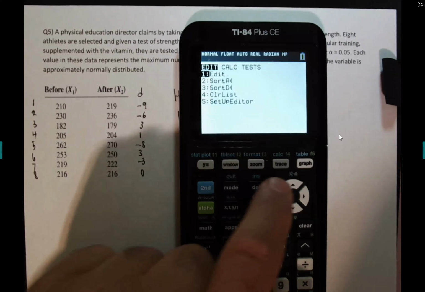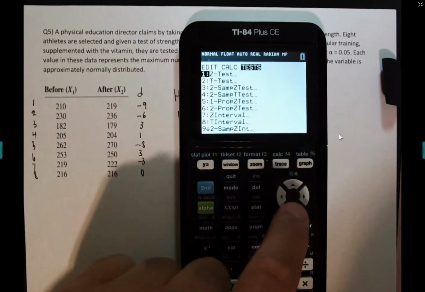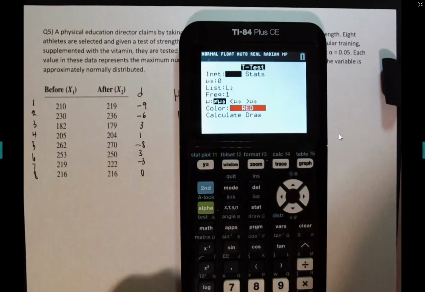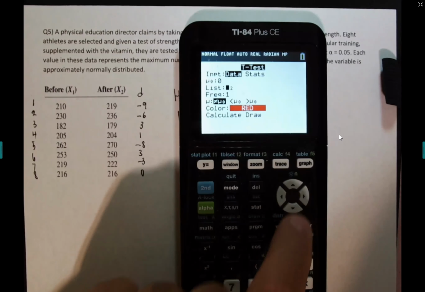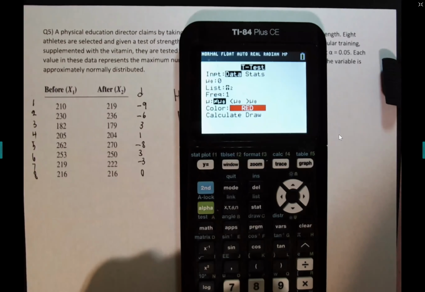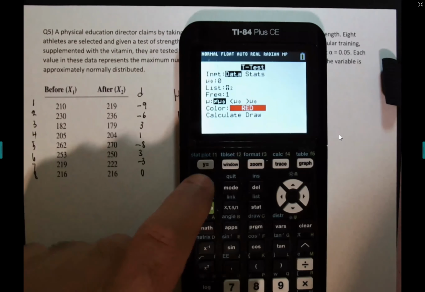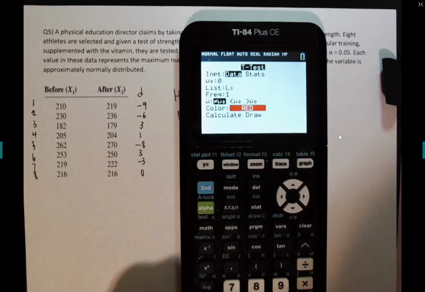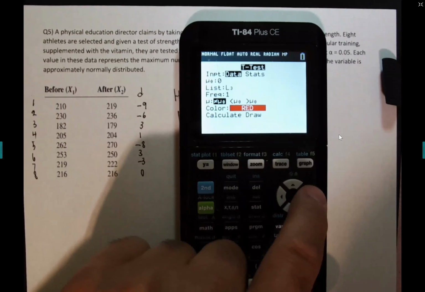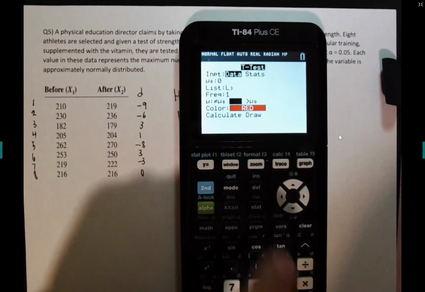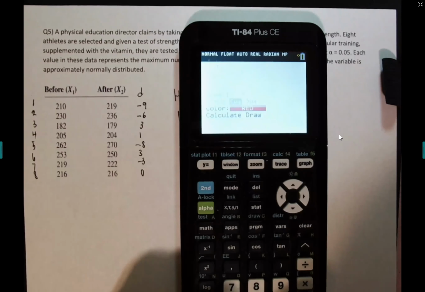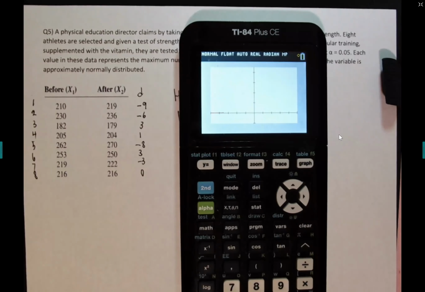Go to stat, tests, t-test, data, L3. Well, how do I select L3? I just press the second key, guys, and number 3. And then we're testing less than 0. Oh, that's a big p-value.